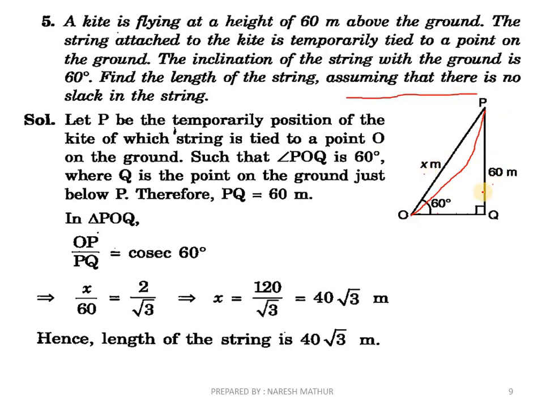We are given perpendicular. So the relation between perpendicular and hypotenuse can be taken from either sine or cosec. So here we are taking cosec theta. So cosec 60 equals what? Hypotenuse upon perpendicular, that is x by 60, and cosec 60 equals 2 by root 3. From here we can get the value of x. So the length of the string would be 40 root 3 meter.